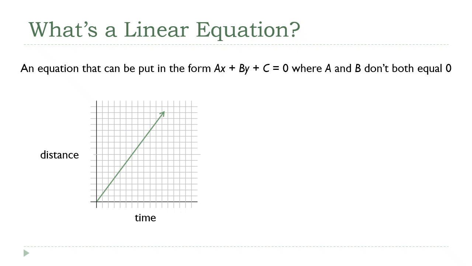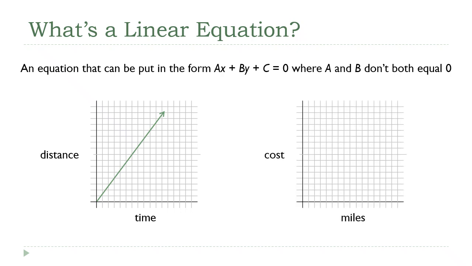All right, so let me give you another example. Suppose you rent a car and you get charged a flat fee of $40 plus a per mile rate. Now, the relationship between the distance you traveled and the amount you owe is also going to be linear, this time with the constant rate being that per mile charge.